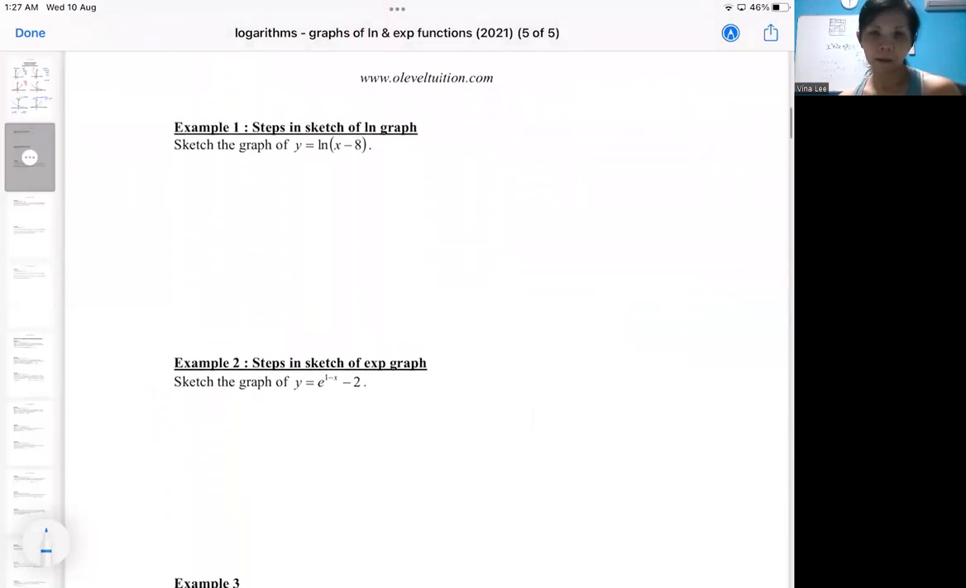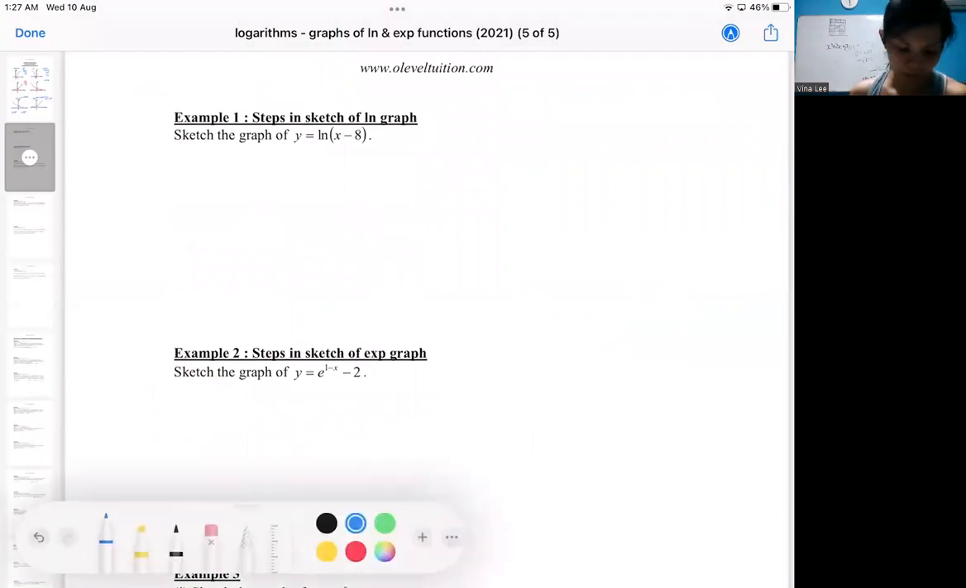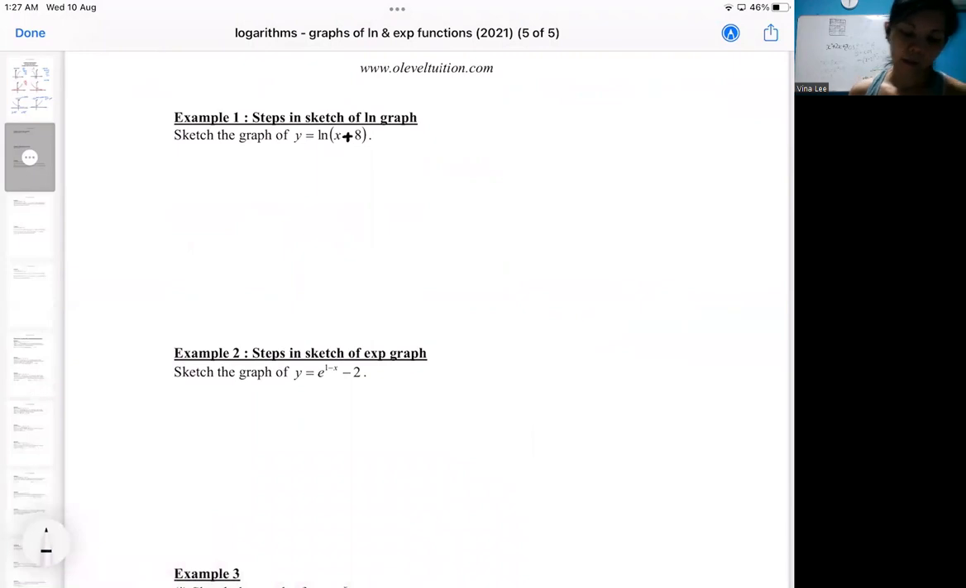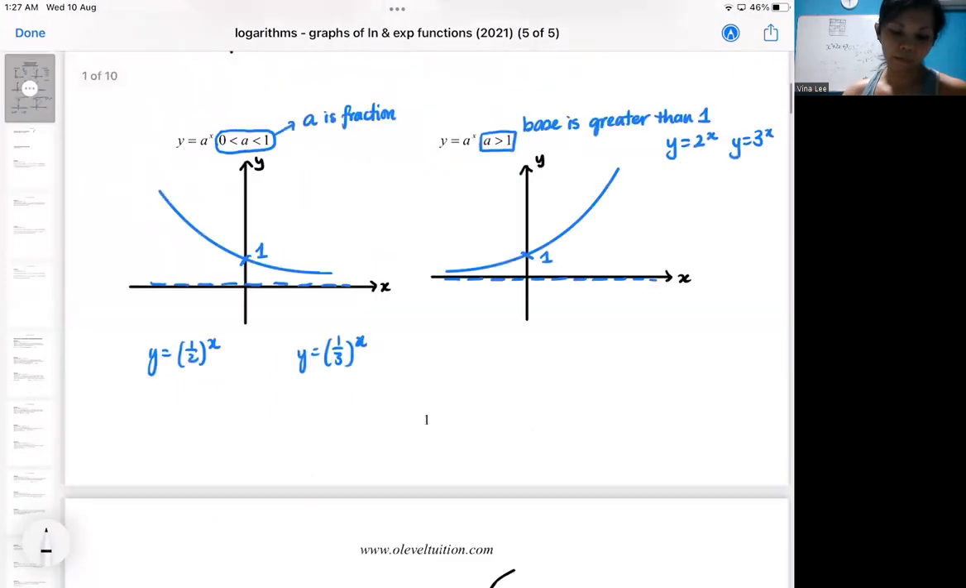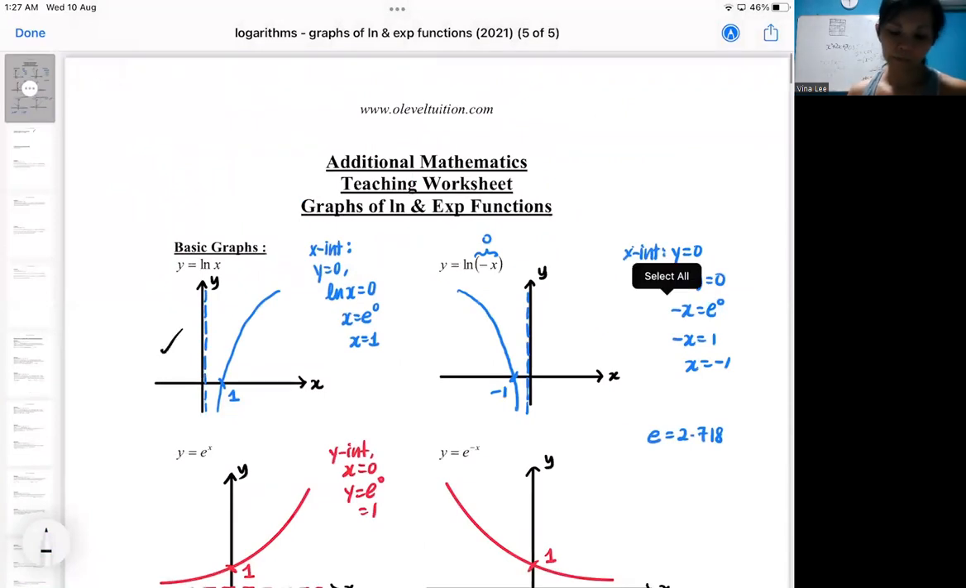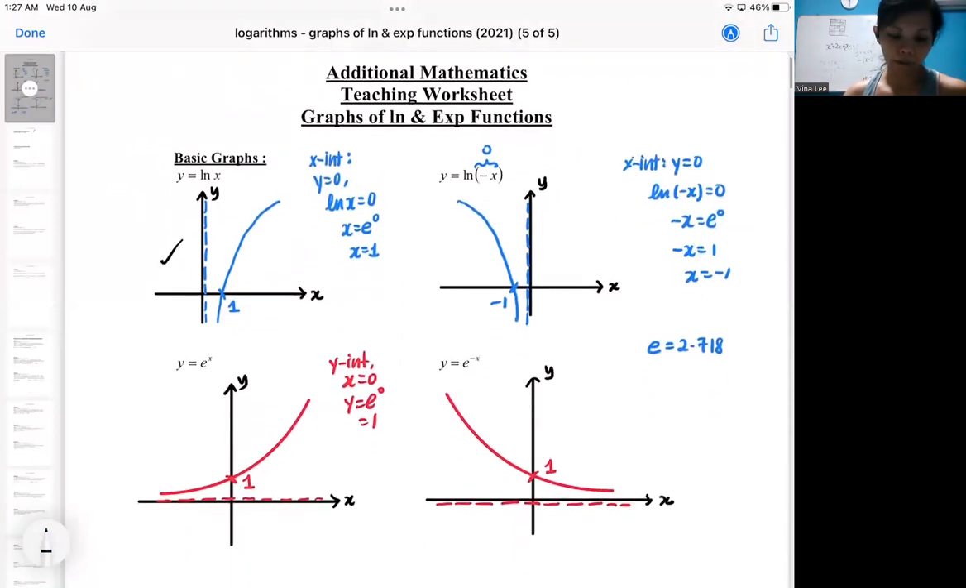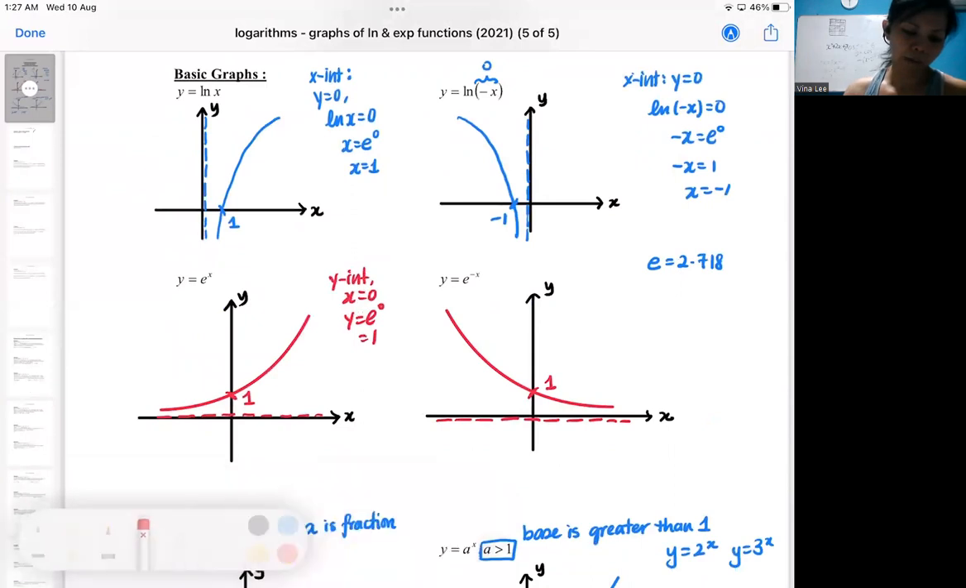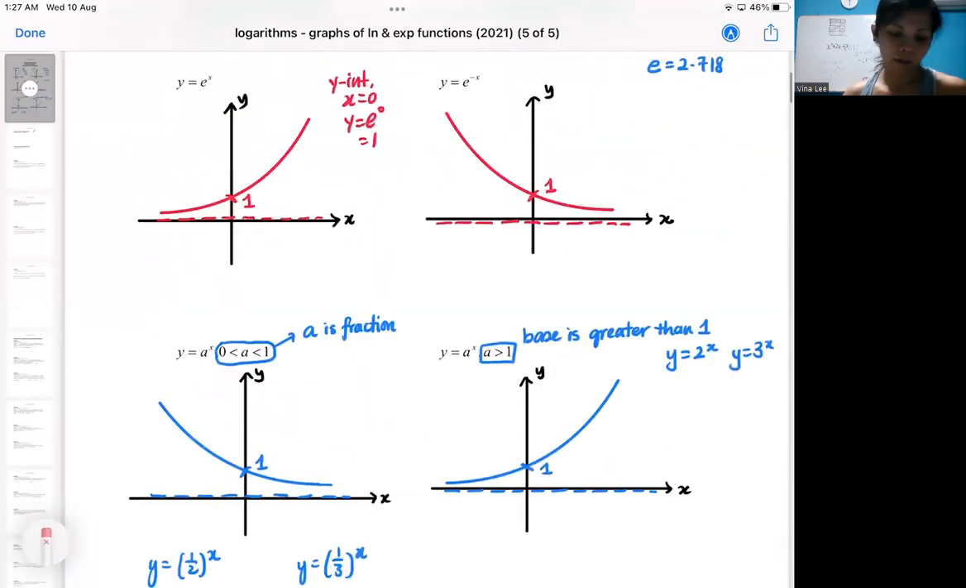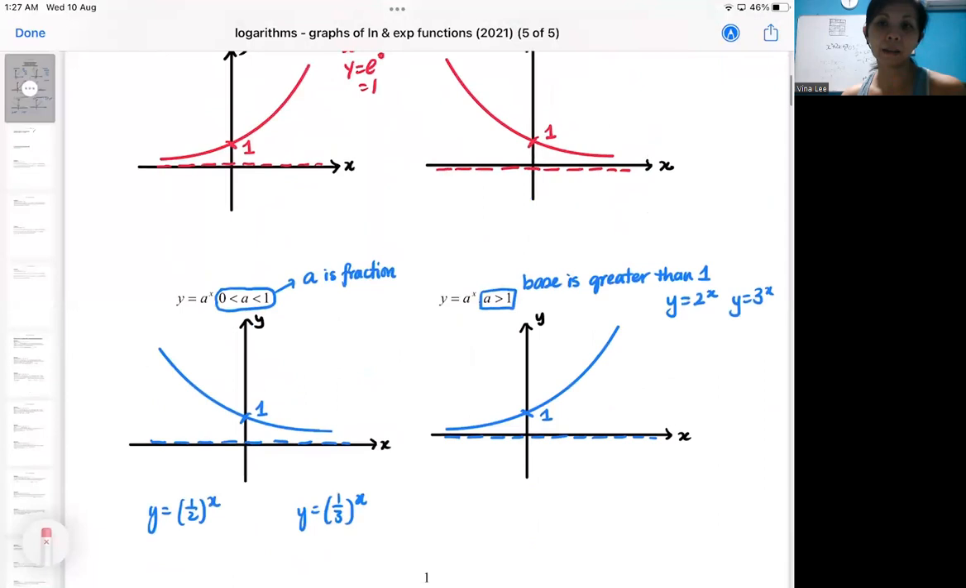Okay, so maybe I'm going to change this question to a positive part. I'm going to change this question to ln of x plus 8. So if you look at the coefficient, I already can decide that the shape is going to look like this. Because I look at the coefficient of x, I already know that it will be this shape. And if it's this shape, I actually need to calculate the x-intercept.